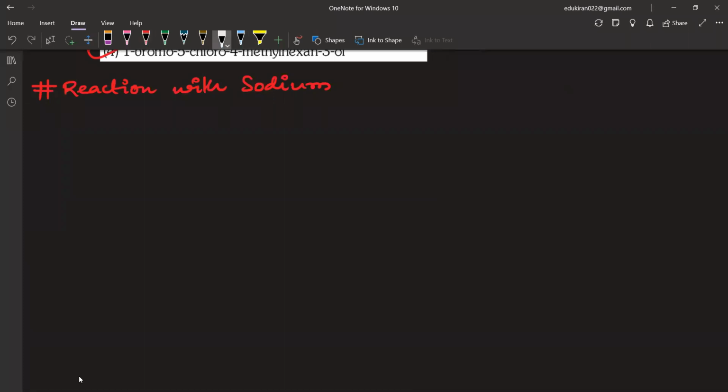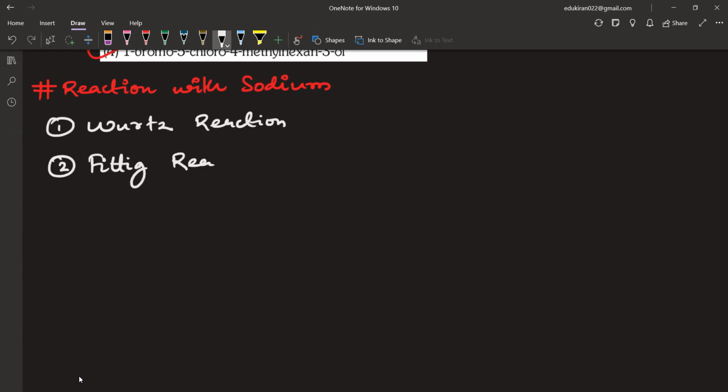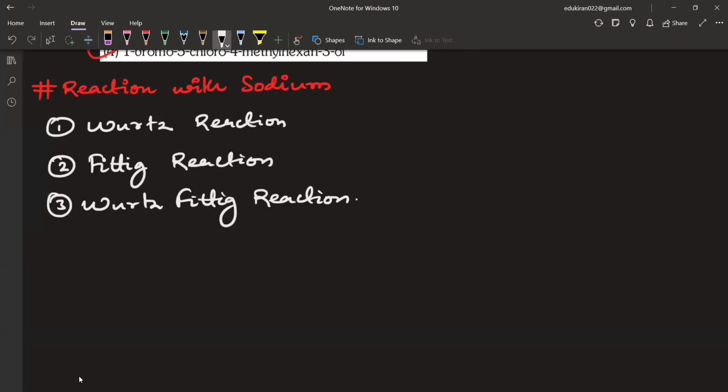Now, in reaction with sodium, we'll be looking at 3 reactions, and these 3 reactions are very similar. Wurtz reaction, Fittig reaction, and Wurtz-Fittig reaction. Okay, so write the number 1, Wurtz reaction.